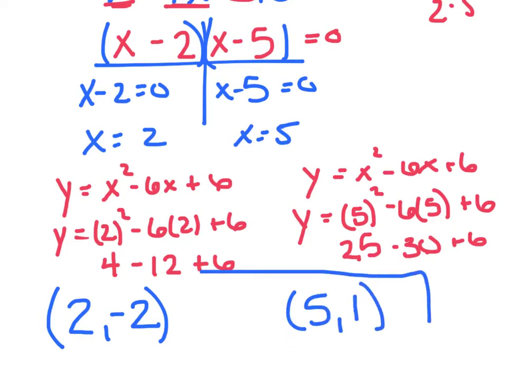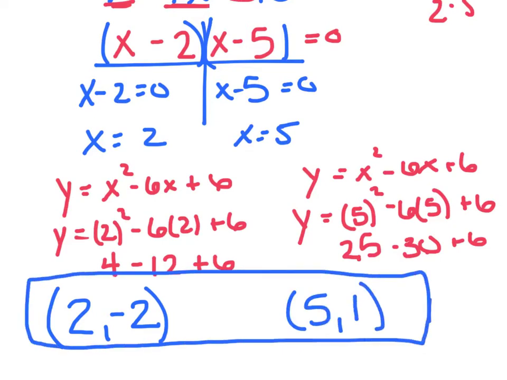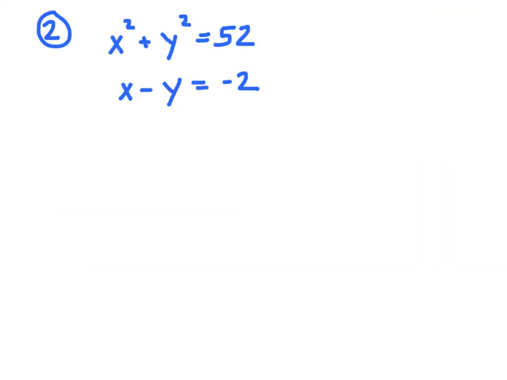So I just want to be clear, these are my two solutions. Now you might be thinking that was too easy, and you're probably right, it was pretty straightforward. Let's try a little more complicated one. We have x squared plus y squared equals 52, and x minus y equals negative 2.